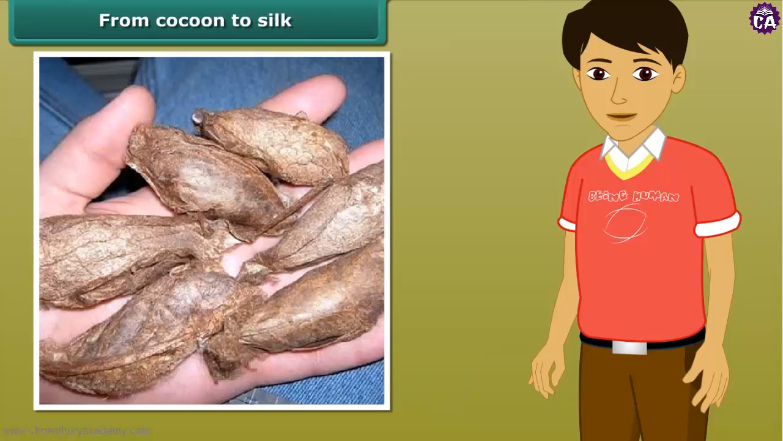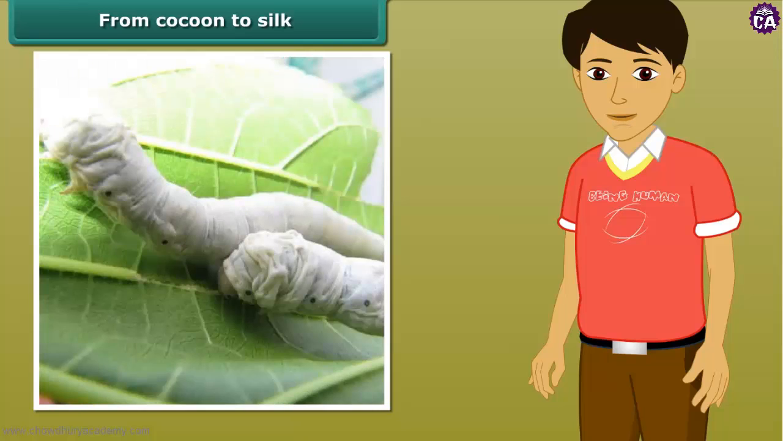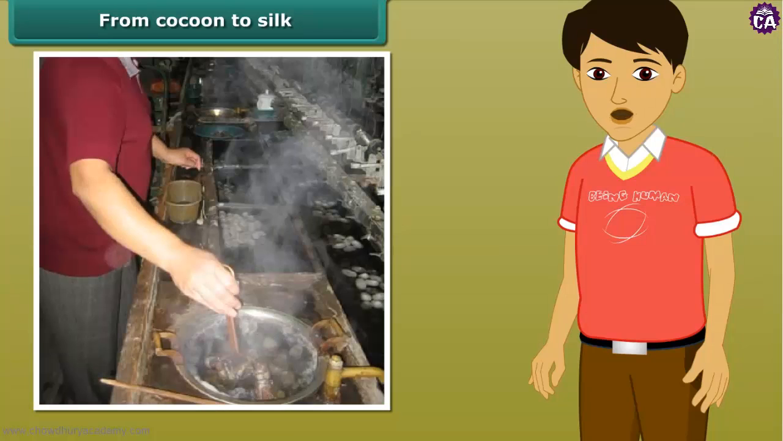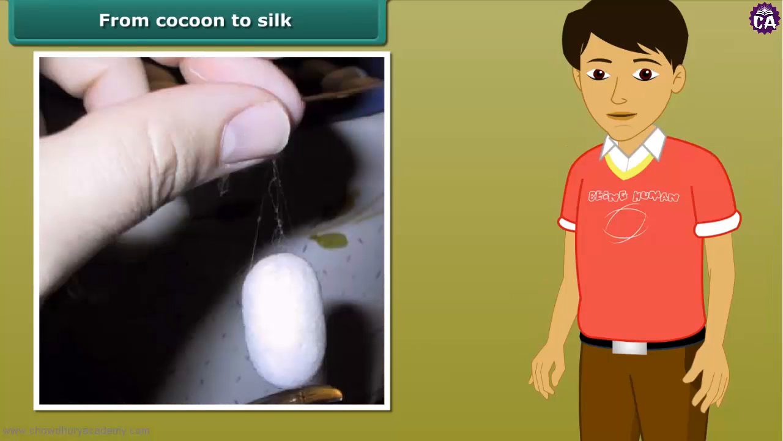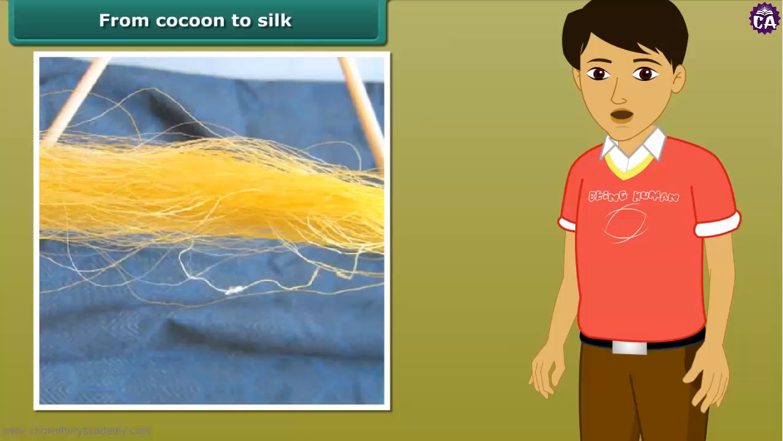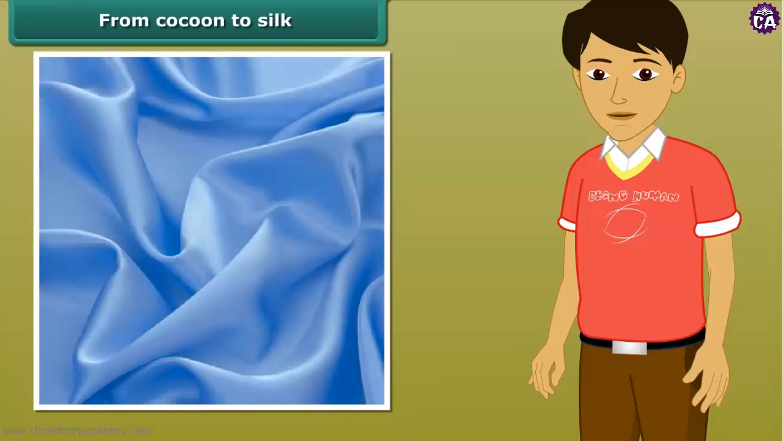Silk is processed from cocoons. Once the silkworms spin a protective cocoon around themselves, these cocoons are boiled in hot water to separate the silk fiber from the worms. Each cocoon is made of one single silk thread. The trick is to locate one end of the thread. Then it is easy to unwind the silk thread from the cocoon. The process of taking out threads from the cocoon for use as silk is called reeling. These silk threads are then used to manufacture silk fabric.